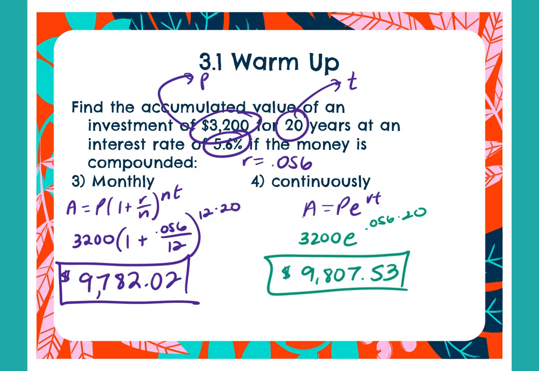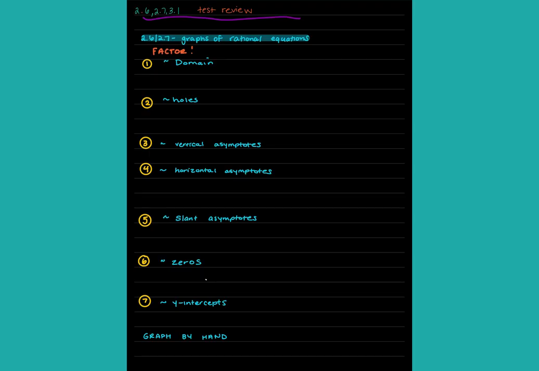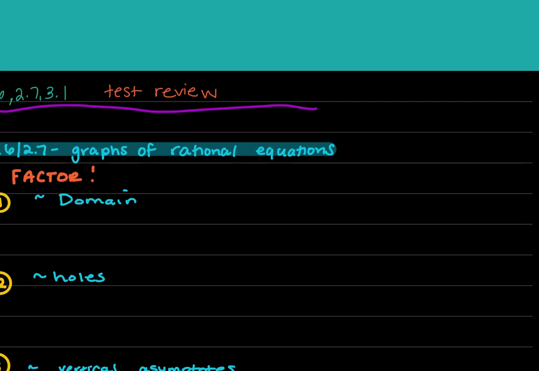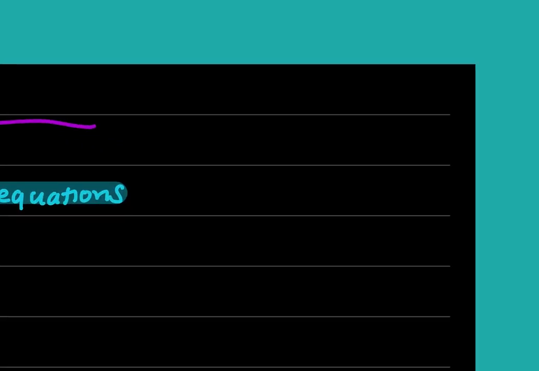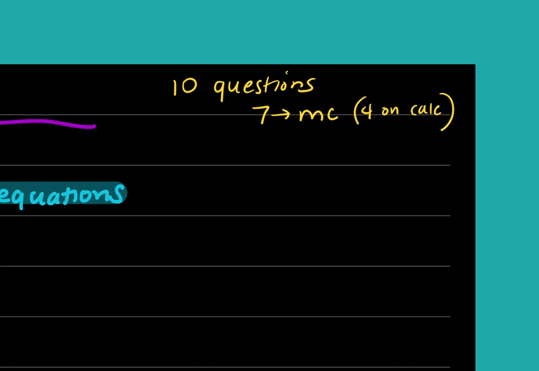All right, so let's go through concepts. This is the note that's posted. So if you wanted to grab it from Canvas, it's posted as a note document. You got to open it in Notability. Logistics on the test. There are 10 questions. The first 7 are multiple choice. 4 on the calculator part. And the rest are on the non-calculator part.